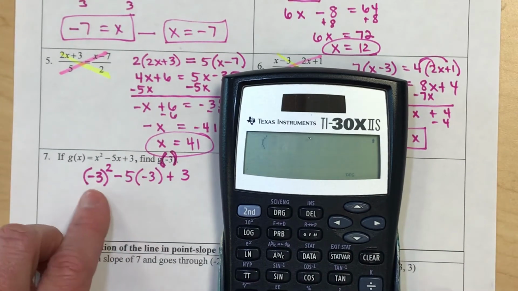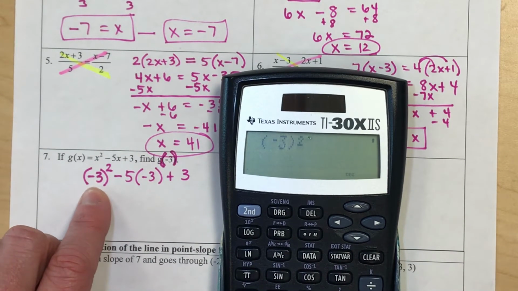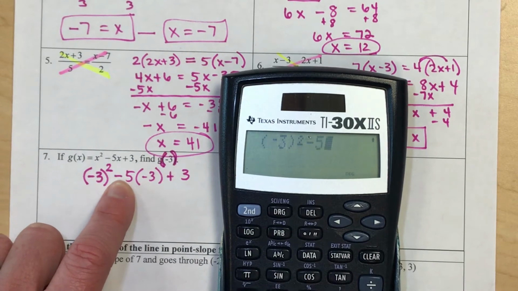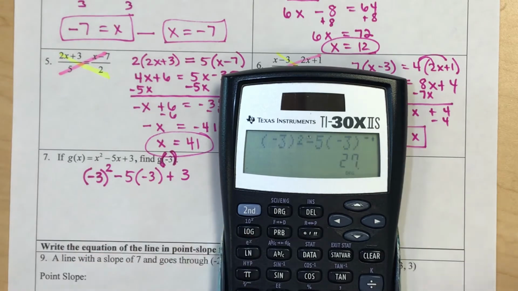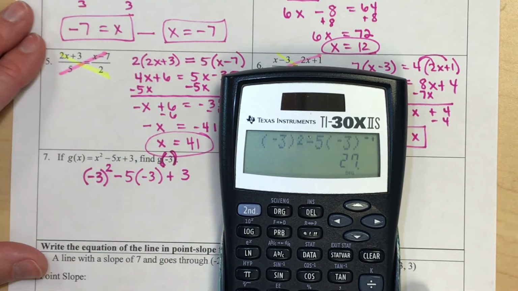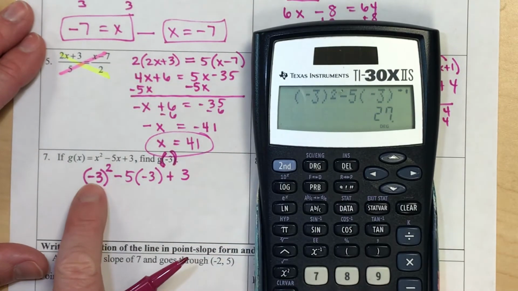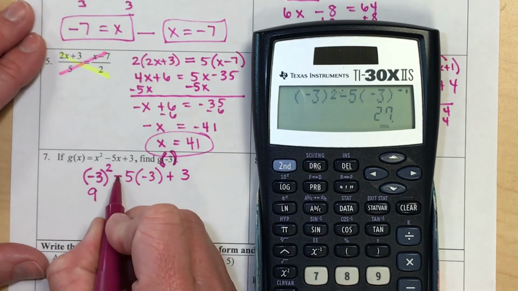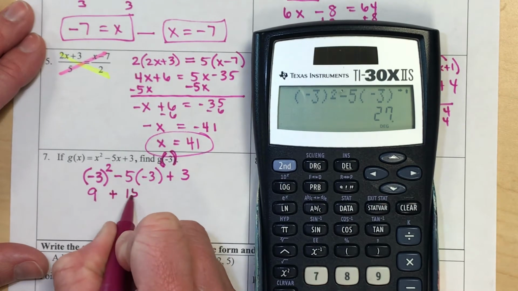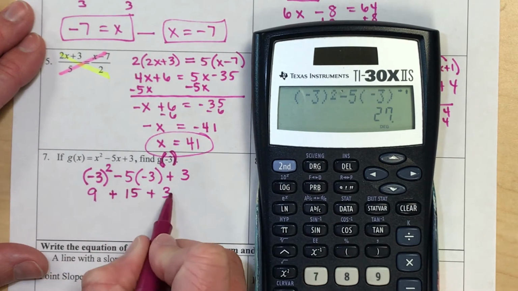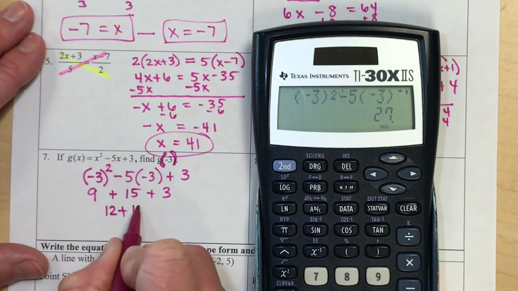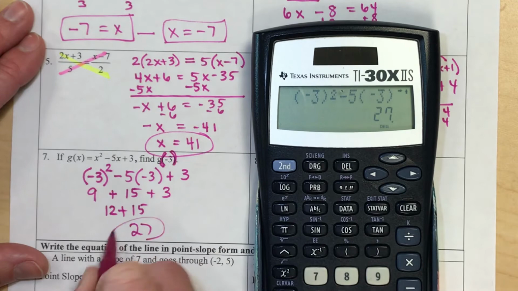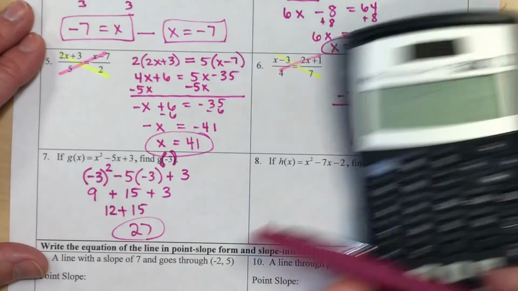So parentheses, -3 parentheses square, subtract 5, parentheses, -3 parentheses plus 3. There it is, 27. But I'll show you with my mind. Okay, so -3 times -3 is 9. A negative times a negative means we're going to add, and then plus 3. Maybe you want to add whatever is easiest to you first. Maybe 9 plus the 3, you get 12, and 12 plus 15, and then you get 27. But either way, calculator or not, 27 is your answer.